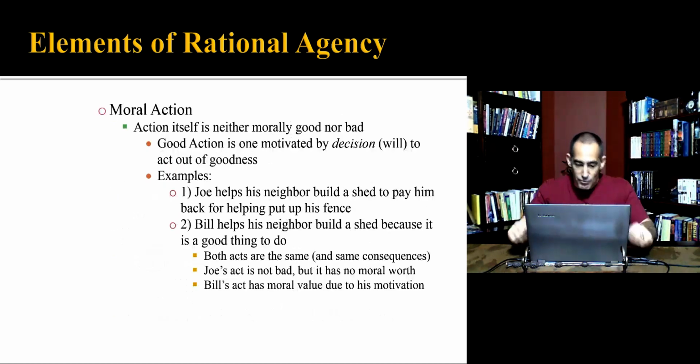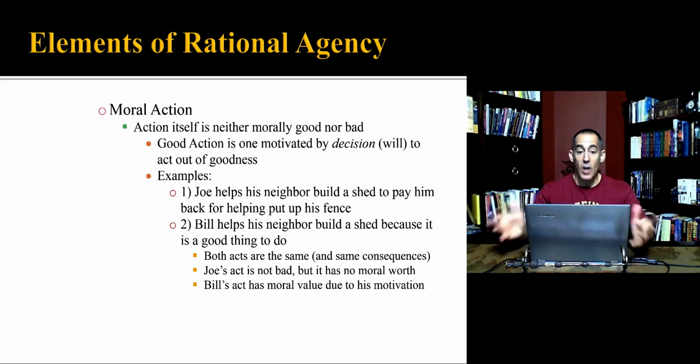Now, the moral action is what we're concerned with. So action by itself, we can't say is morally good or morally bad. An action becomes good based on the motive behind it. Okay, so a good action is one motivated by the decision to act out of goodness, or to act out of, I should say, duty for Kant.